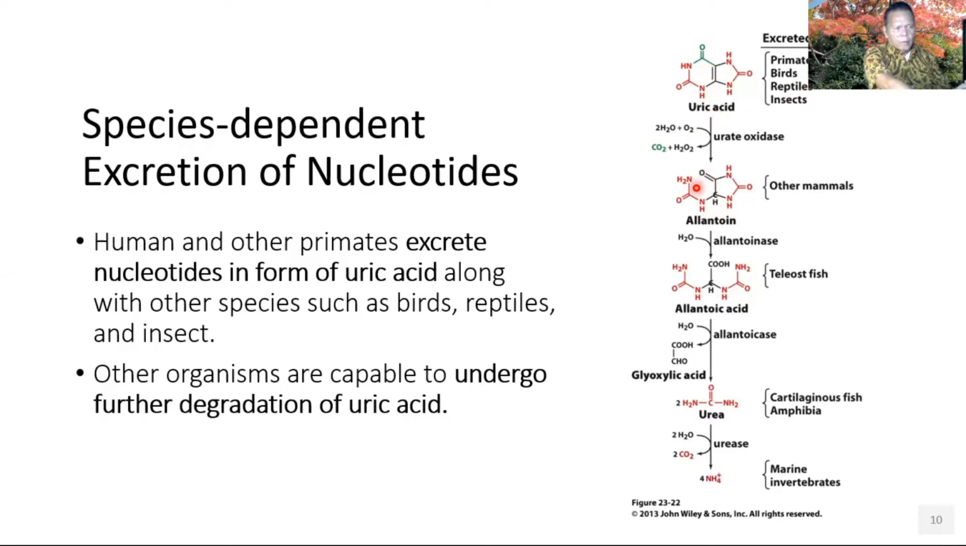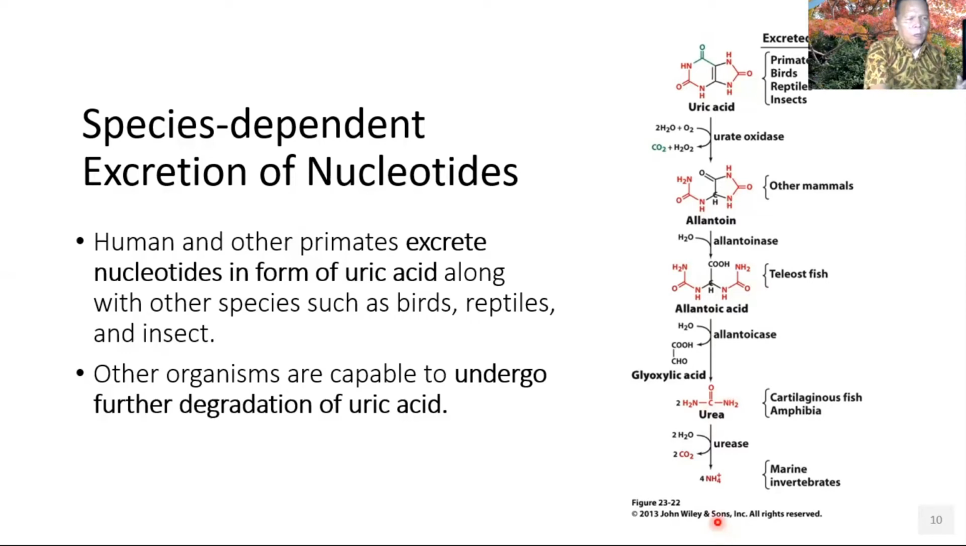This allantoin will be converted into allantoic acid. In this reaction, we can see that this ring will also be cleaved and opened into allantoic acid. From this allantoic acid, urea will be produced by catalysis with allantoicase, and this urea will be converted into ammonia.